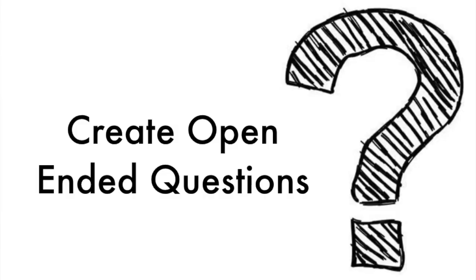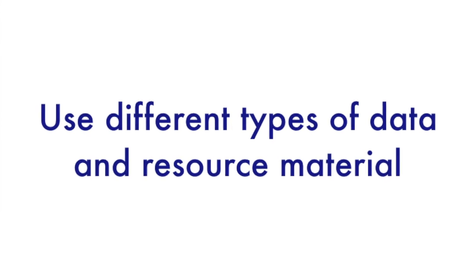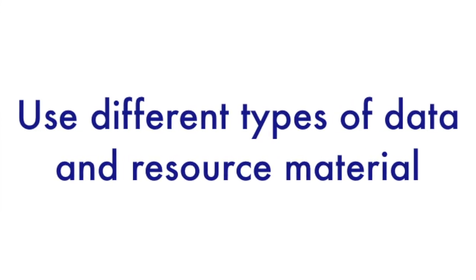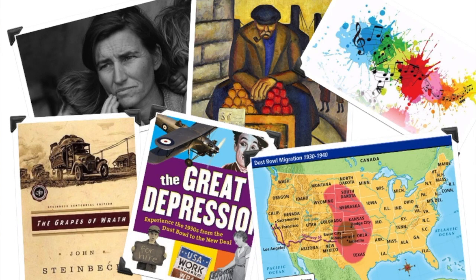Here are a few ideas to create class activities based on historical thinking. 1. Begin with an open-ended question. 2. Provide data and resources from multiple perspectives, including primary and secondary sources to help form opinions. 3. Use as many different data modes as possible. Photos, art, music, fiction, nonfiction, maps, charts, and graphs are all great ideas.